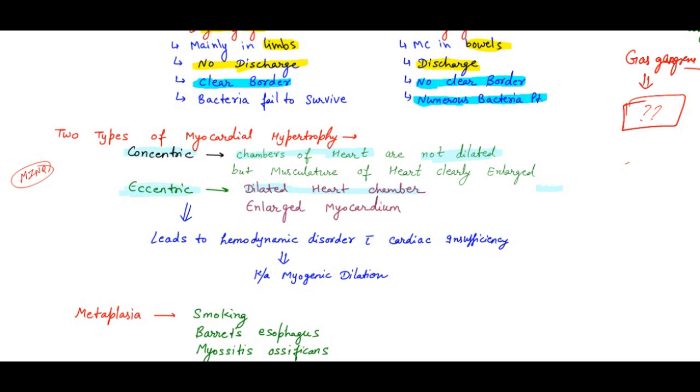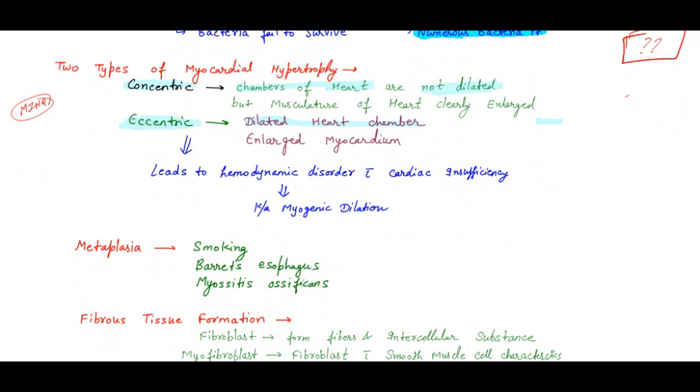Eccentric myocardial hypertrophy leads to hemodynamic disorder with cardiac insufficiency. It is known as myogenic dilation. So hemodynamic disorder with cardiac insufficiency leads to myogenic dilation, which is due to eccentric hypertrophy. Remember, in concentric there is no dilation of the chamber, and in eccentric there is a dilated heart chamber. Remember, this is an important topic, important points.